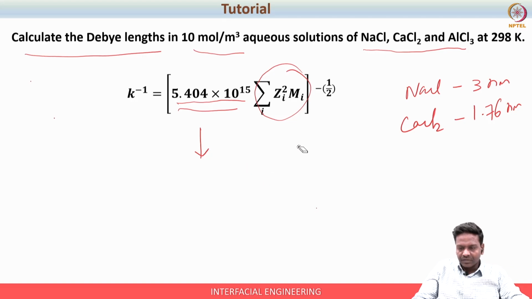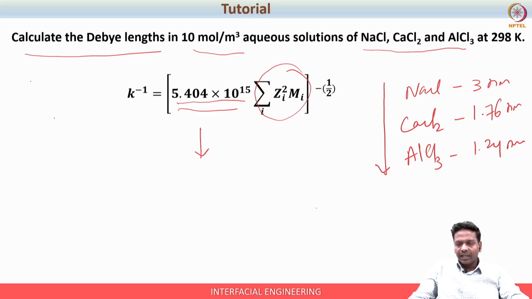Okay, if I get this, so for aluminum it will be 1.24 nanometer. As you can see, as the electrolyte type is varied from 1:1 up to 3:3, the screening length, that is K inverse, decreases. This is because the valence is now affected. Although the concentration of salt is the same, what is now affected is the valence, right? So that's why the K inverse is also changing.